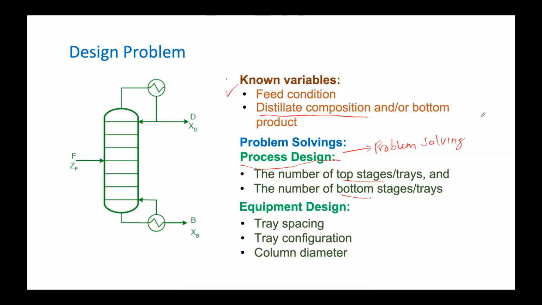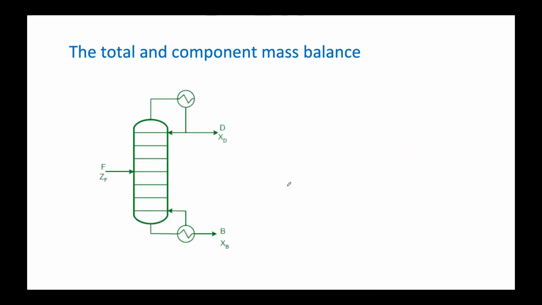This is used by all the process engineers in the field, if they're faced with some problems in their distillation column and how to solve it. Okay, but for the bachelor degree, here in the third year, we are just going to do the process design and also equipment design: the tray spacing, the space between trays, the configuration, and what the diameter is.